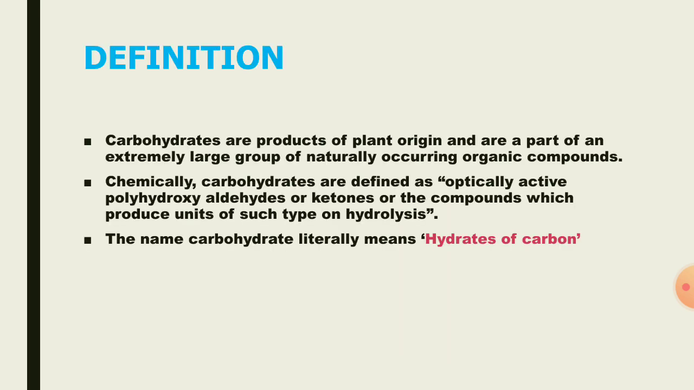First of all, carbohydrates are products of plant origin. They are produced in plants and are part of an extremely large group of naturally occurring organic compounds. Chemically, carbohydrates are defined as optically active polyhydroxy aldehydes or ketones, or compounds which produce such units on hydrolysis. The name carbohydrates literally means hydrates of carbon. It is called a carbohydrate.